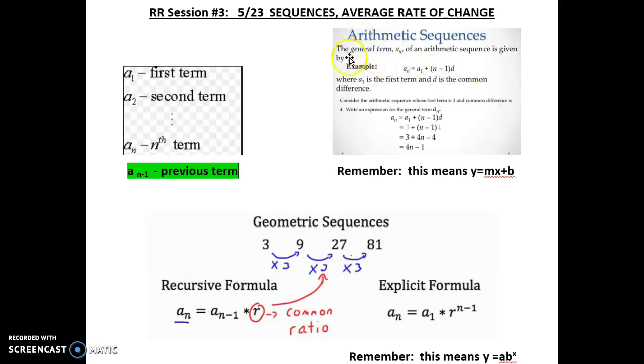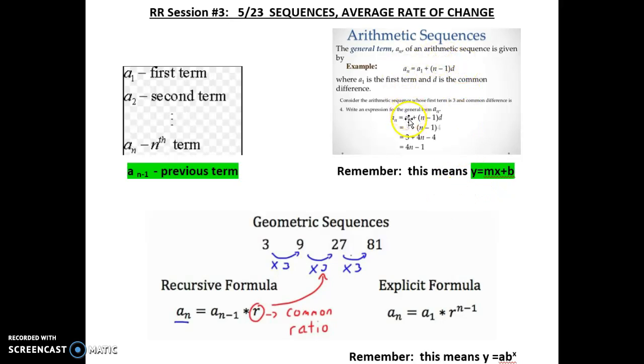Now, arithmetic sequences. Remember we have this really strange looking formula where when we substitute it in, we got something that looked a little bit better: a sub n equals 4n minus 1. Remember, this really is just y equals mx plus b. That's really all it is. A sub n and y can be interchanged, as well as n and x can be interchanged.